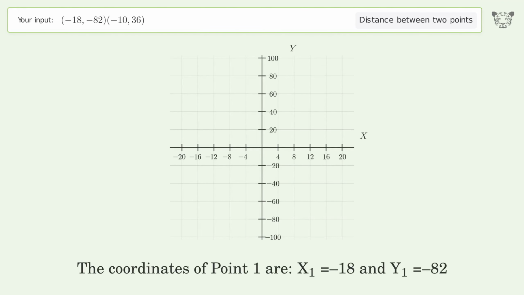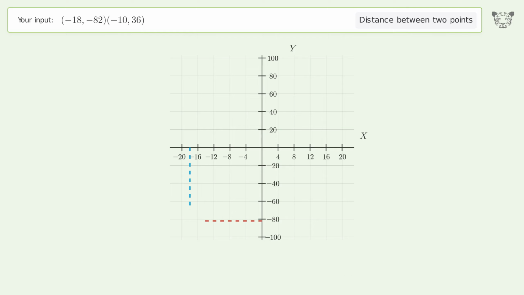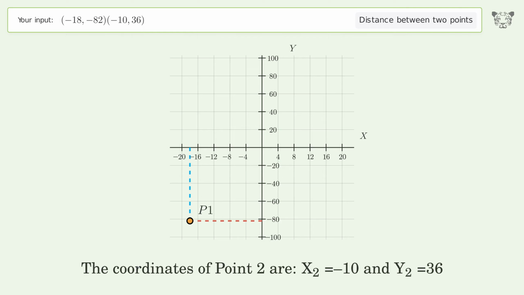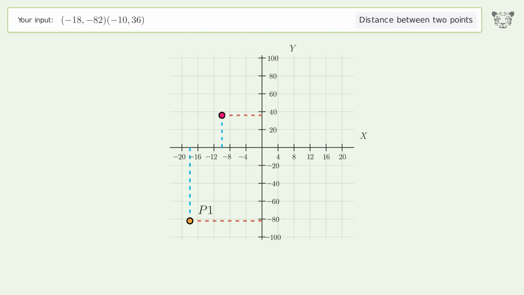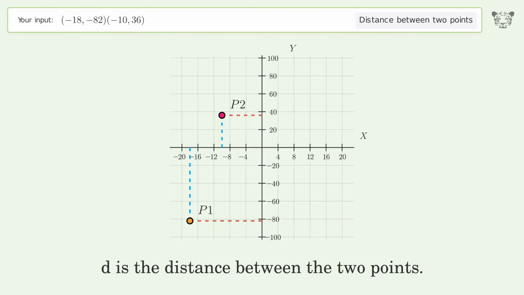The coordinates of point 1 are, x1 equals -18 and y1 equals -82. The coordinates of point 2 are, x2 equals -10 and y2 equals 36. D is the distance between the 2 points.